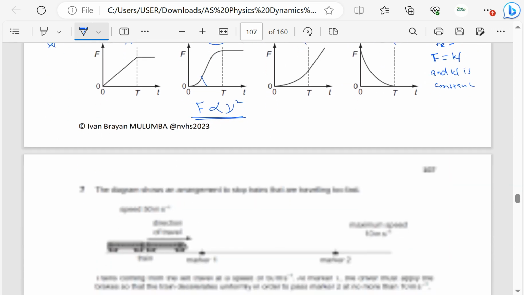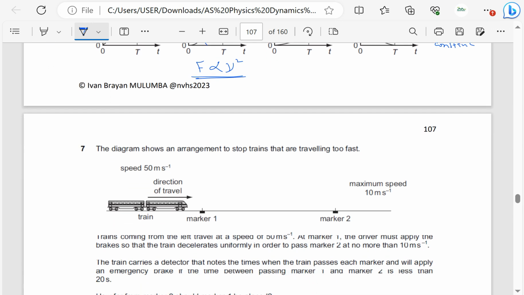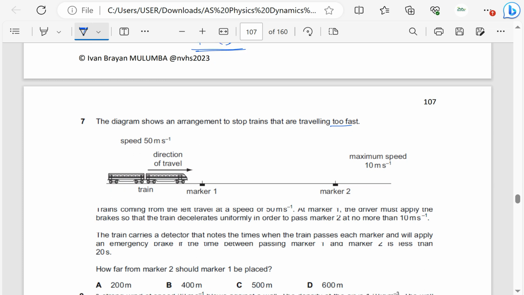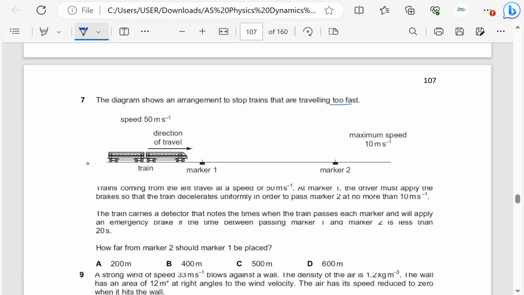The diagram shows an arrangement to stop trains that are traveling too fast. Speed 50 meters per second, direction of travel, train, Mach 1, Mach 2, maximum speed 10 meters per second at Mach 2. Trains coming from the left travel at a speed of 50 meters per second. At Mach 1, the driver must apply the brakes so that the train decelerates uniformly.